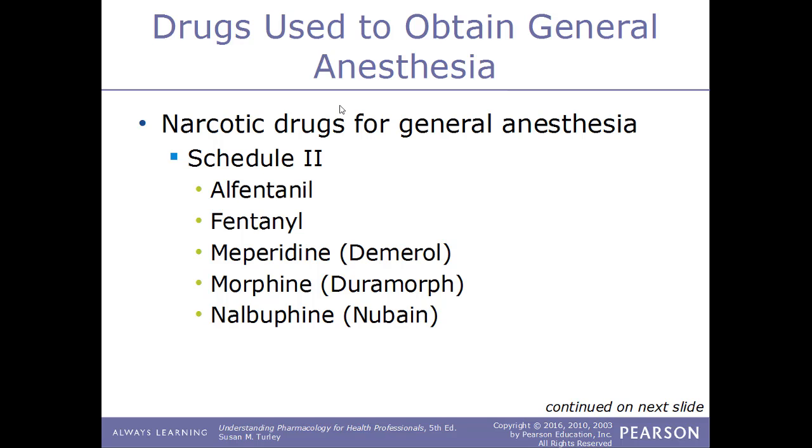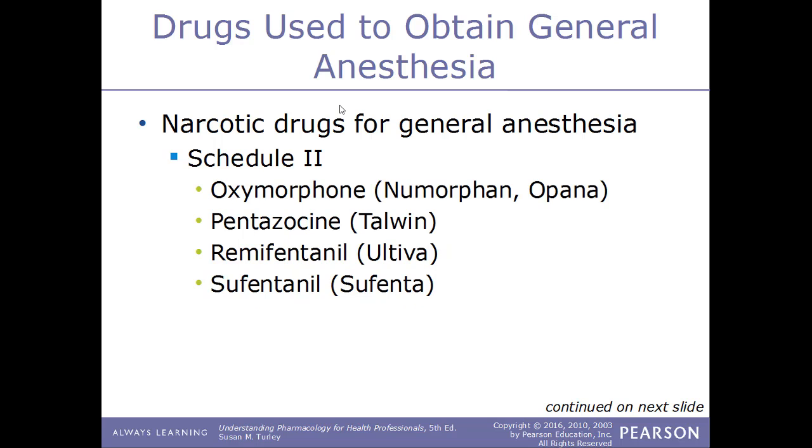Some narcotics that are used are Schedule II drugs, and those include alfentanil, fentanyl, meperidine, which is also known as Demerol, morphine, known as the trade name Duramorph, nalbuphine, which is also known as Nubain. Some other examples of Schedule II narcotics used for general anesthesia: oxymorphone, which is known as Numorphan or Opana, pentazocine, also known as Talwin, remifentanil, also known as Ultiva, and sufentanil, which is known as Sufenta.